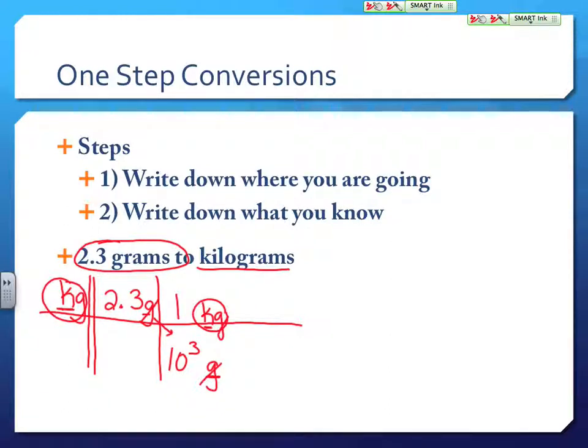Multiply across the top. So if you take 2.3 times 1, you have 2.3. Multiply across the bottom. There's nothing here, so now I have 10 to the third. Take your 2.3 divided by your 10 to the third in your calculator, and you get 2.3 times 10 to the negative third. That's if it's in scientific notation. If it's not in scientific notation, in your calculator, it might look like 0.0023.